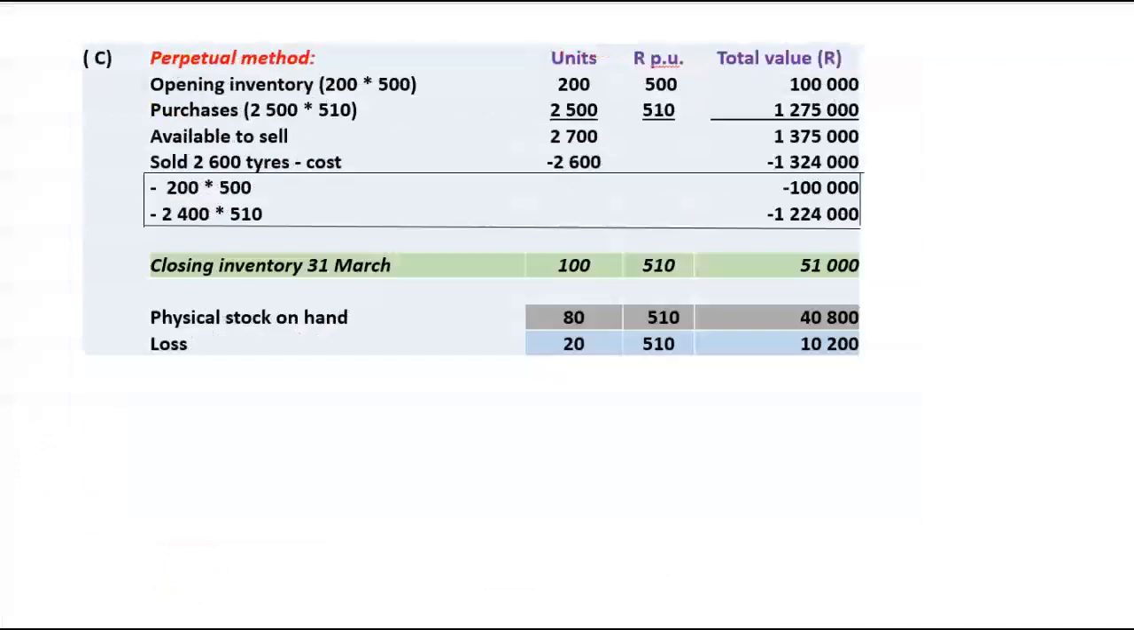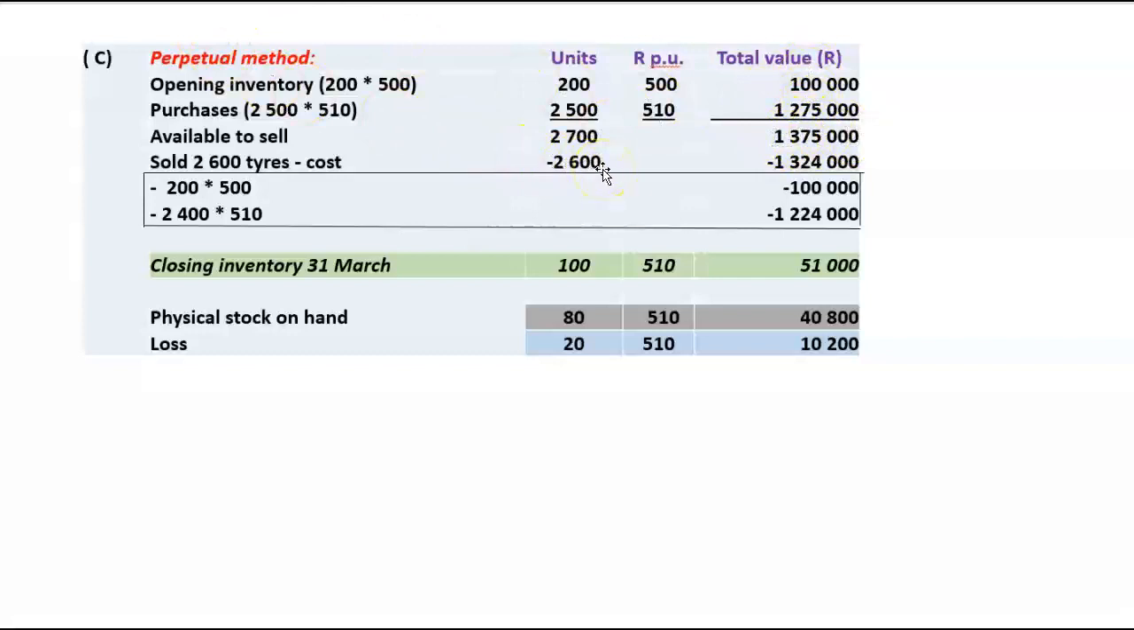So that means we had opening inventory, 200 units at 500 Rand per unit, i.e. 100,000. We purchased 2,500 units at 510 Rand, i.e. 1,275,000. How many tyres did we have available to sell? 2,700 tyres. What was the total cost of that? 1,375,000.